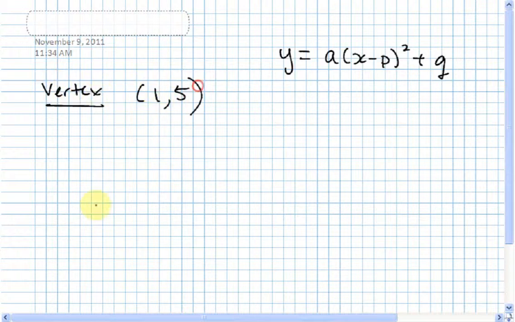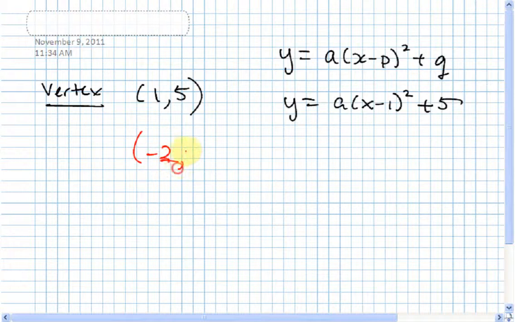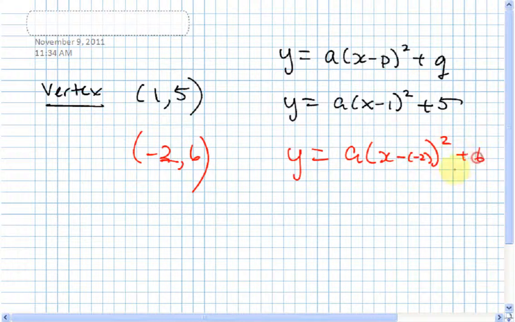Okay, Derek, both these are positive right now, right? So the equation would be (x minus 1) squared plus 5. Agreed? If I change one of them, let's say this is now negative 2 comma 6, then your new equation will be a bracket x, and it'd be x minus negative 2, squared, plus 6. What's minus negative? That just becomes positive, so that's why it's positive.